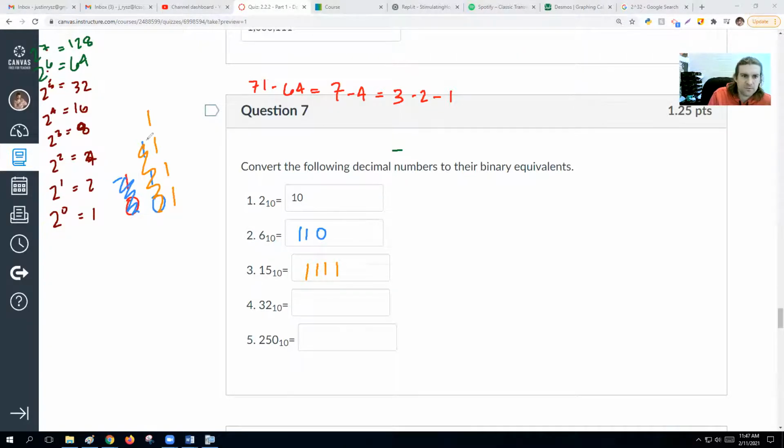All right, 32. We could give them a 32, which means we have nothing left over for the rest. So we have to continue to the rest of the chart here. So 0, 0, 0, 0, 0. So 1 with 5 zeros after it. And what about 250? Okay, 256, that's the highest. 2 to the 8th power is 256.